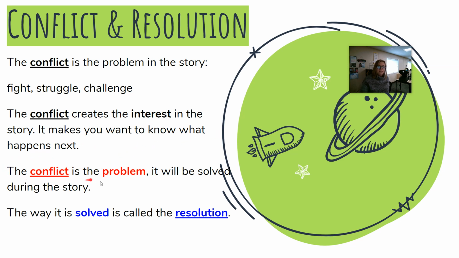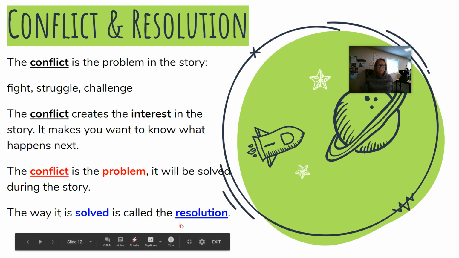The conflict is the problem. It will be solved during the story, but know that it's not always solved the way that you might like. It doesn't mean there has to be a happy ending. It just means that something does happen to resolve or end that problem. The way that it is solved is called the resolution, and you can see solution is right there in resolution, and it's because we have problem, solution; conflict, resolution.